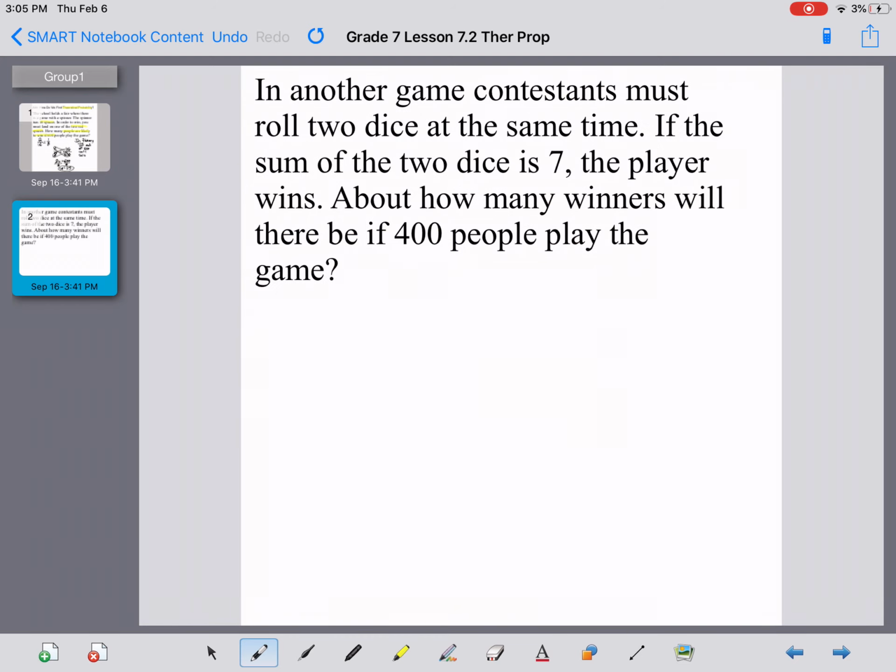And now the second question. In another game, contestants must roll 2 die at the same time. If the sum of the 2 die is 7, the player wins. About how many winners will there be if 400 people play the game? Take a second to copy down the question.